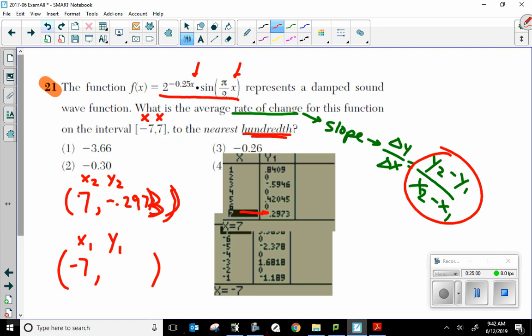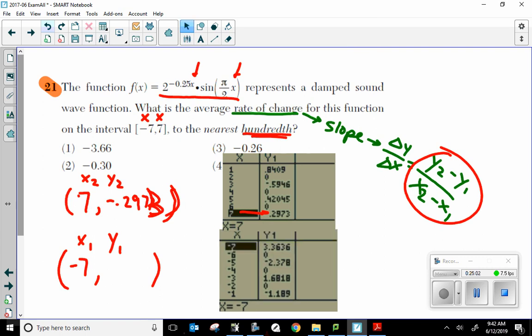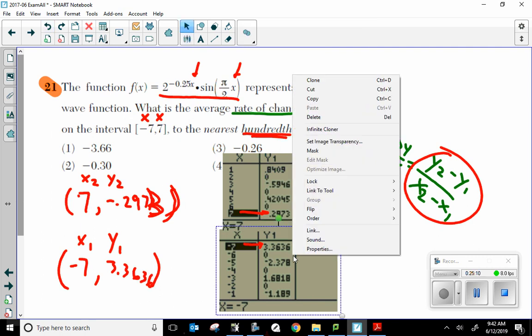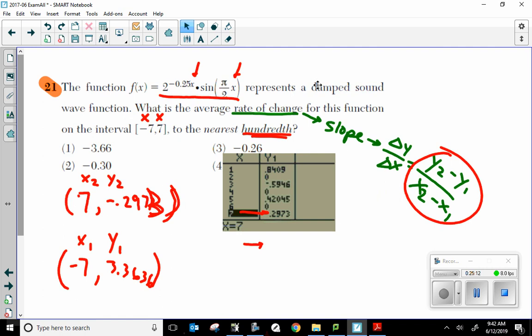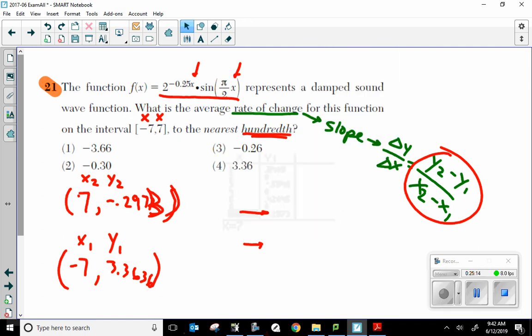And when x is -7, I get 3.3636. All right, so let me get rid of these things. Bang, cut. Bada boom, bada bing. Hustler, baby.